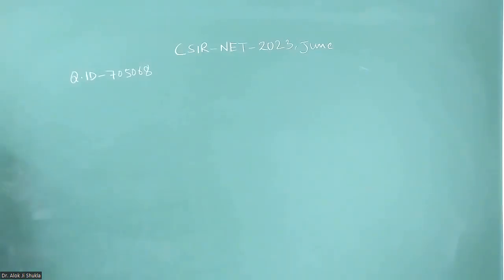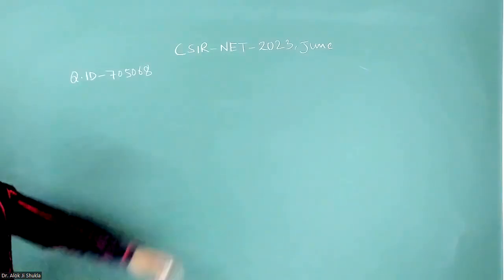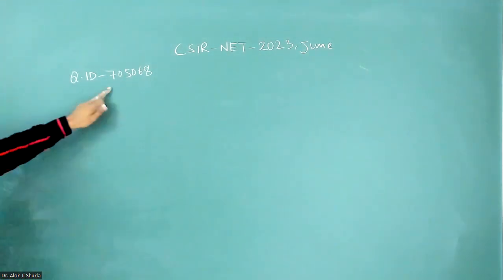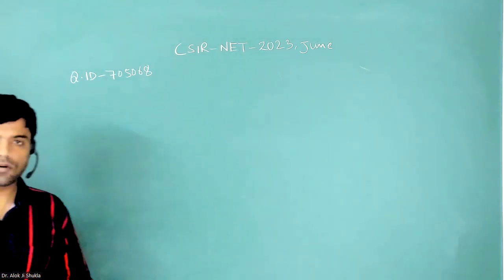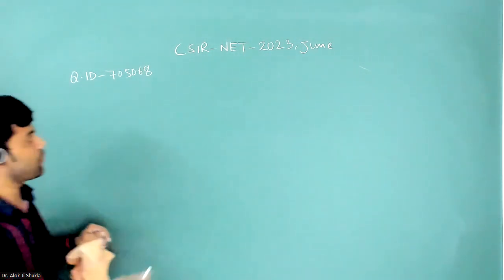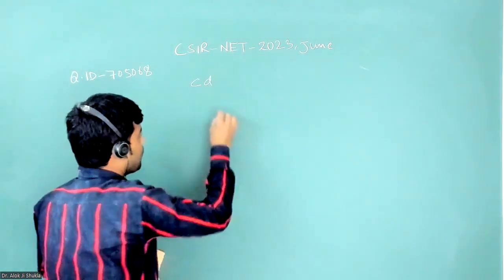Hello students, let us solve one more problem from CSIR NET 2023 June, and this question ID is 705068. This is basically from atomic physics.